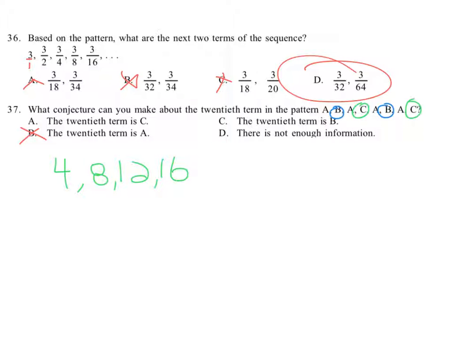So 4, 8, 12, 16. And what's that plus 4? 20. That's the 20th term. What's the 20th term always? It's the green C. So it is going to be C.